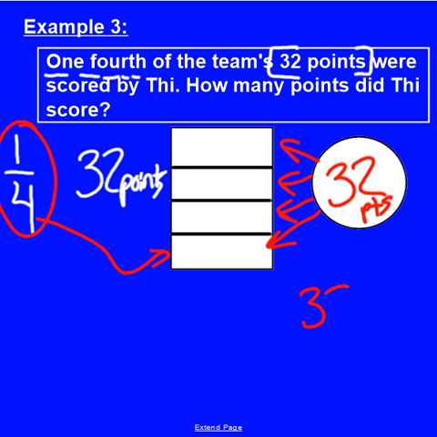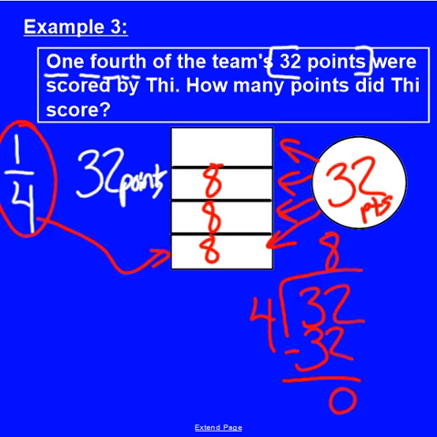So 32 divided by 4. 4 goes into 32 how many times? 8, which is 32, subtract none. So 8, 8, 8, 8. And I just want to know one of them. So how many points did Dee score? 8 points.